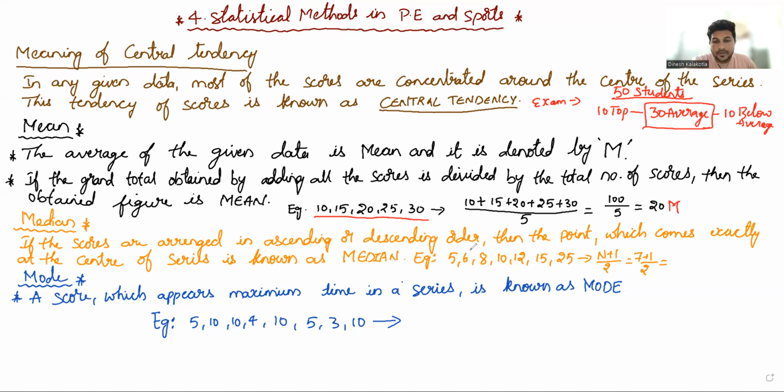First you have to write the data in ascending or descending order, and then take down the formula (n plus 1) by 2. Here n is the number of data that we have. What is the number of data? 1, 2, 3, 4, 5, 6, and 7. So 7 plus 1 by 2 gives 8 by 2, which is 4.